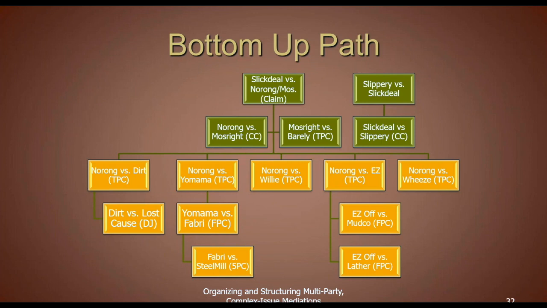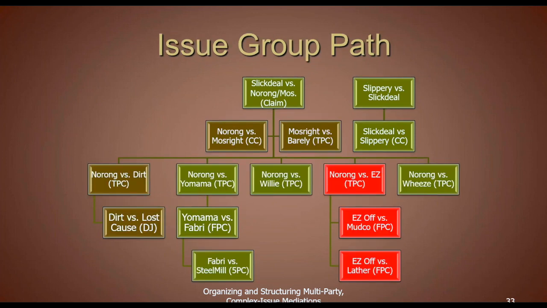Let's talk about a couple of other ways that this can work. And again, none of these is probably going to be used in its purest form. Brenda mentioned the issue group path. This is the concept that if we've got freestanding issues that can be isolated, then we maybe can, and this is also where you may want to integrate the use of a co-mediator or a couple of co-mediators who can go off. And in the example we've got here, no-wrong versus easy.